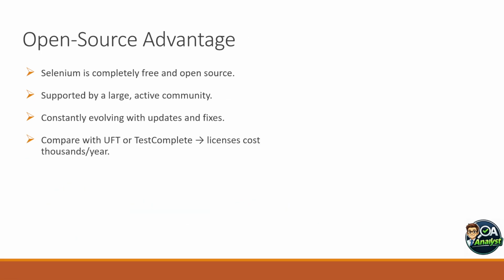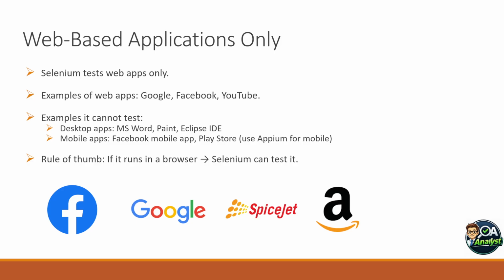Okay, so next is web-based application. Okay, so now here is an important point. So Selenium is designed exclusively for web-based applications. So for example, like the web-based applications such as Google, Facebook, Amazon, SpiceJet, then YouTube. So all these are web-based applications.